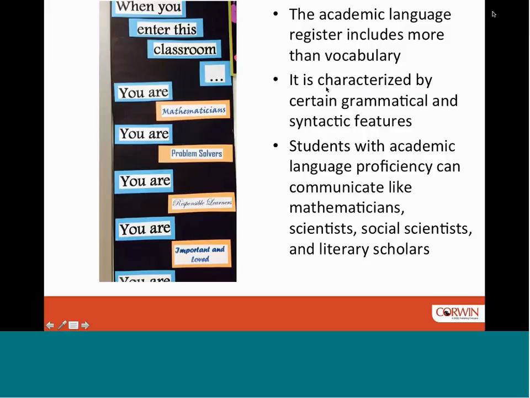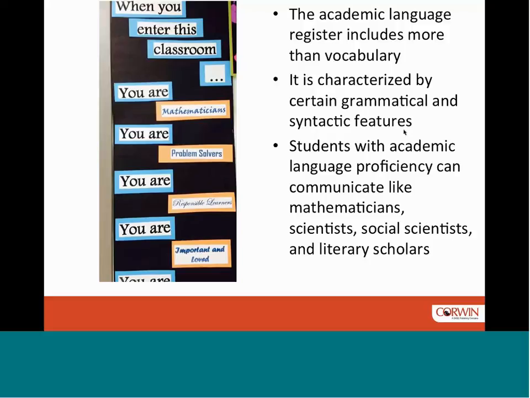Academic language includes more than just vocabulary. Vocabulary is very important, as you'll hear from the next speaker, but academic language also is characterized by certain grammatical and syntactic features. So as our students study different content areas, they need to develop academic language proficiency that includes the grammar and syntax of the different subject areas.